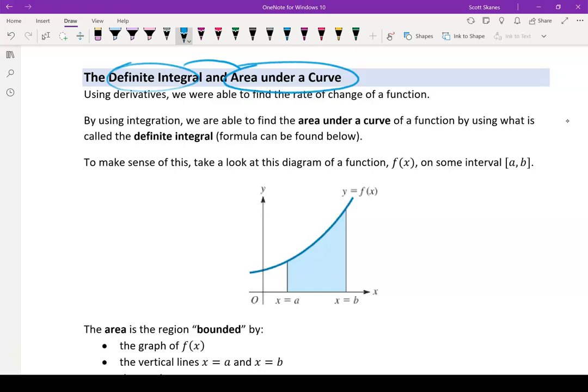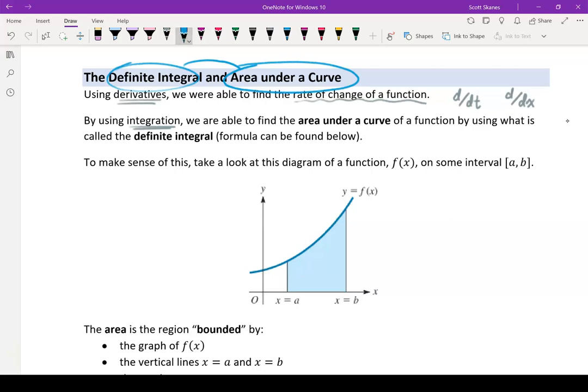So I'll read what it has to say, and I'll set up this final topic, and hopefully it'll make some sense to you. So using derivatives, this is before we started integration, we were doing derivatives. So using derivatives, we were able to find the rate of change of a function. So not talking about integration here, talking about derivatives. Back in the day, we were finding rate of change, which again is d by dt, for example, or d by dx.